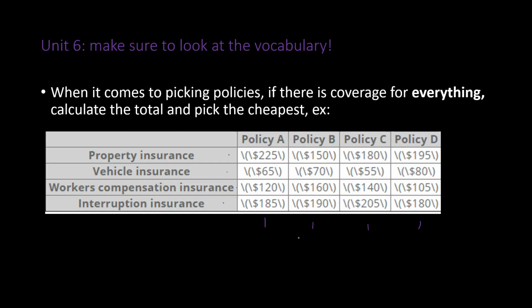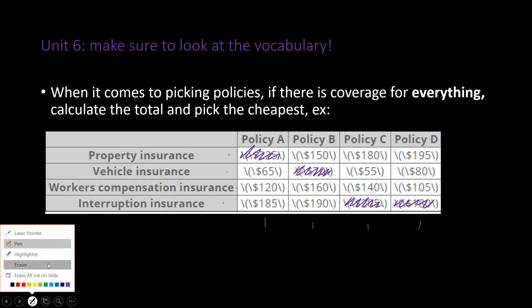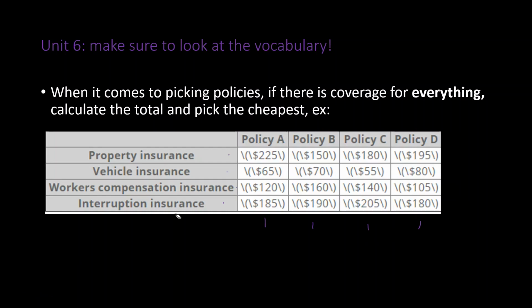It'd be a different story if, say, policy A didn't have property insurance, or policy B didn't have vehicle, or maybe C and D don't have interruption insurance, right? Then we would need context to kind of figure out the best one. But in a case where everything is being covered in every policy, it just comes down to the numbers. Add up all the columns, whichever one's the cheapest is the one to go with.